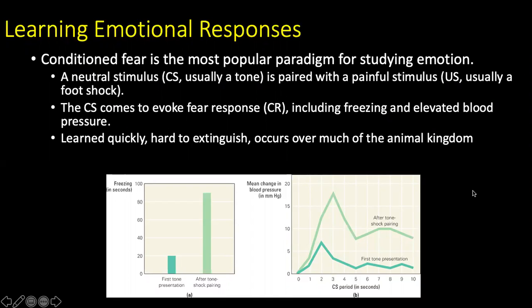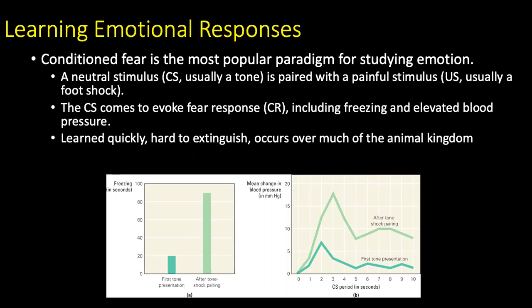This is widely used in animal species in particular. Lots of animal models use this. And it's where we pair a neutral stimulus, right? So back to classical conditioning paradigm, something like a tone that wouldn't necessarily have any particular response associated with it. And we pair that with a painful stimulus, so that would be our unconditioned stimulus.